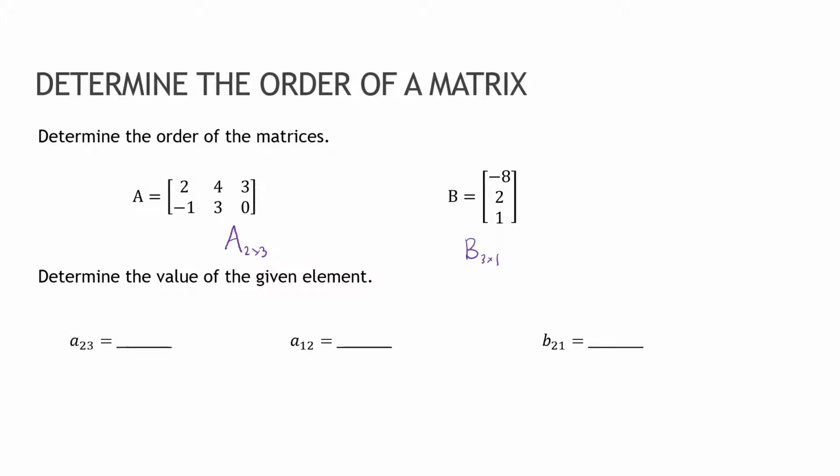The value of the element, this A, tells me I'm looking in matrix A. 2, 3 tells me to go to my second row and to my third column, and that's this guy. A_12 says in A, go to my first row, second column, and write down what element is there. For B_21, it's the second row, first column, so second row, first column would be 2. So that's sort of the address of the matrix and then the order of the matrix.